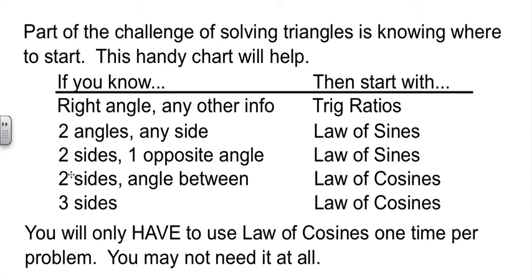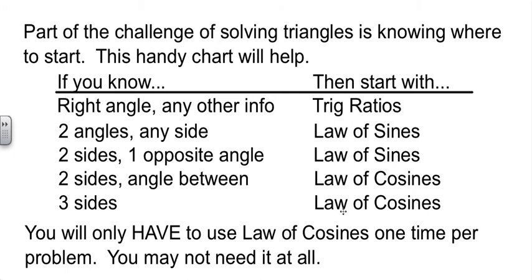Okay. If you have two sides and you have an angle opposite one of those sides, you can also go to the law of sines. As long as you have an angle and a side across from it, law of sines is your friend. Okay. If you don't have that situation, if you have two sides and the angle is in between the two sides, you don't have a choice. You gotta go cosines. And if you have all three sides, you don't have any angles, you gotta go cosines.